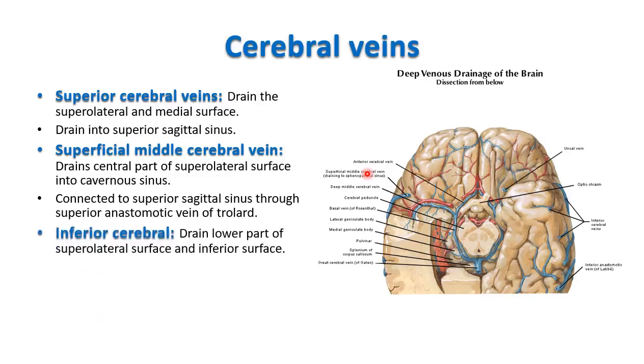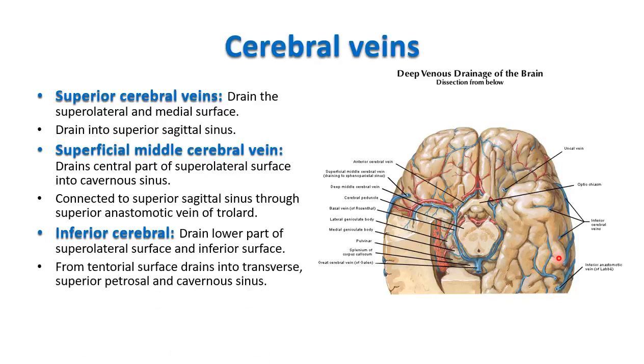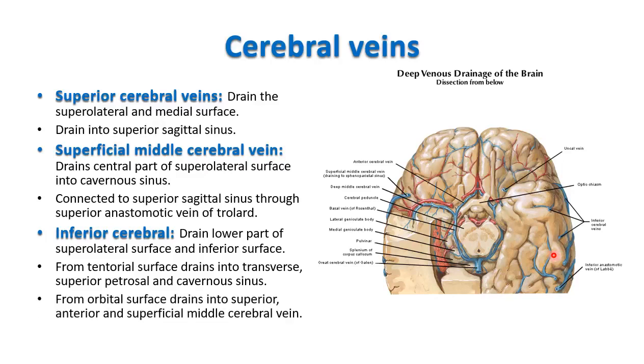Then you have inferior cerebral veins. Mainly on the inferior surface, you come across the inferior cerebral veins. They drain the lower part of your superolateral surface and the inferior surface. So superior, superficial, and then you have the inferior cerebral veins. They again drain into your transverse, superior petrosal and cavernous sinus. Superior cerebral veins mainly drain into your superior sagittal sinus, superficial into your cavernous sinus, and inferior cerebral into your superior petrosal, transverse and cavernous sinus.